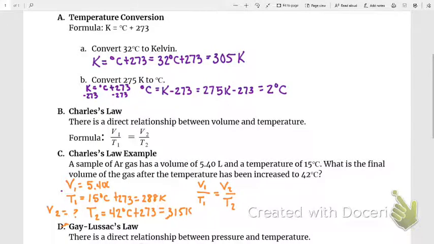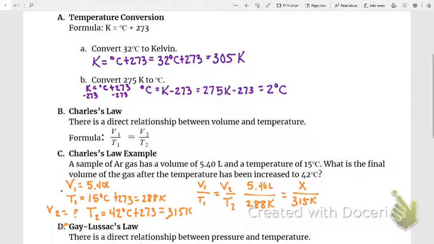So I can go ahead and start substituting in. My initial volume was that 5.40 liters. And that initial temperature, again, we're using the Kelvin, is 288. Is equal to, we do not know my new volume, so that's X. And then new temperature is 315 Kelvin.